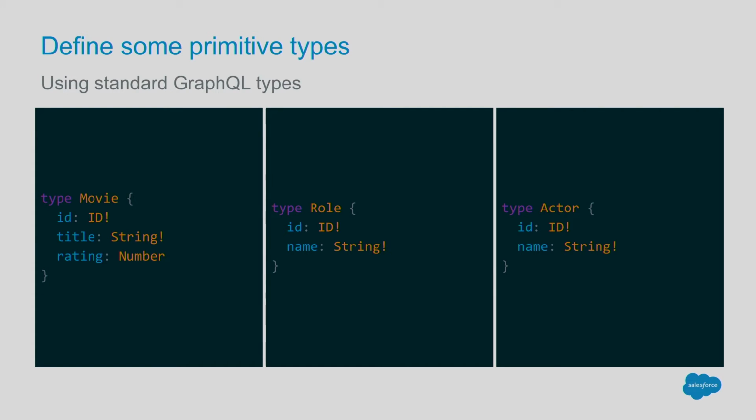So in order to do that, everything in GraphQL is represented by a graph, basically. And everything is strongly typed. So in order to define the nodes in your graph, you need to define the types. So in our case, movie, role, and actor. And each of the fields of those types are also strongly typed. The exclamation point at the end of the fields is saying that, for instance, the ID is a non-nullable type.